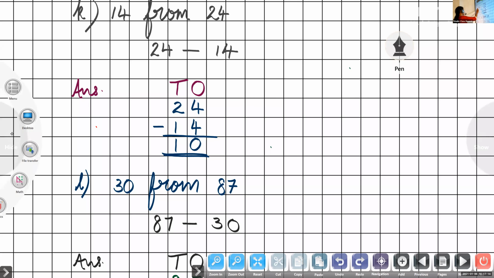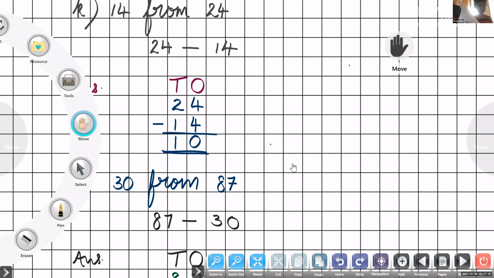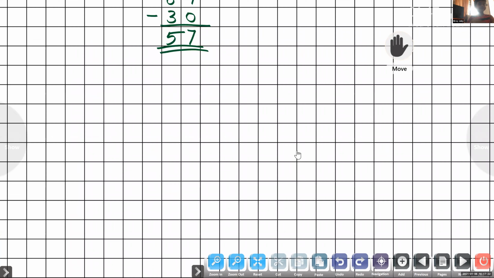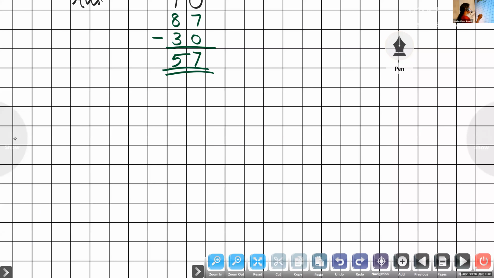Please take a notebook and pen, take a fresh page. Take a fresh page and write word problems. W-O-R-D word, P-R-O-B-L-E-M-S problems. Word problems.